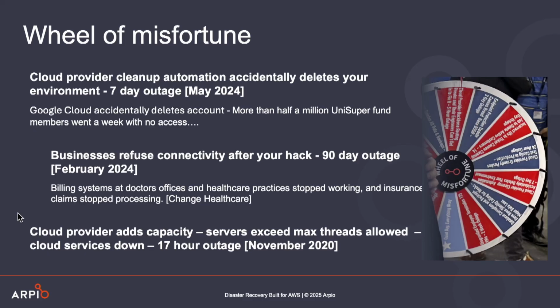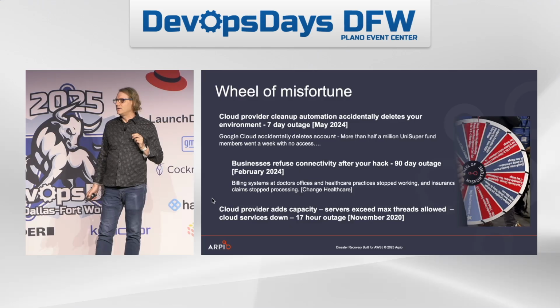All right, last one. Cloud provider adds capacity. Servers exceed max threads allowed. Cloud services go down, 17-hour outage, November 2020. Anybody know that one?